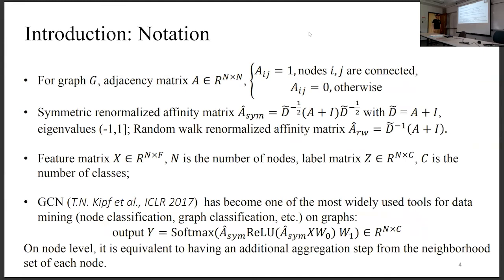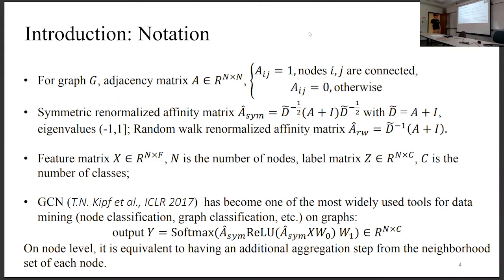A graph structure is usually represented by the adjacency matrix A, which is an n by n matrix. N is the number of nodes in the graph, and a_ij equals 1 when nodes i and j are connected, and a_ij equals 0 if they are not connected. Based on A, we can add a self loop and get two kinds of renormalized affinity matrix, which are the symmetric renormalized affinity matrix and the random walk renormalized affinity matrix. We also have a feature matrix X, where F is the dimension of features for each node, and a label matrix Z, which is an N by C matrix, and C is the number of classes.